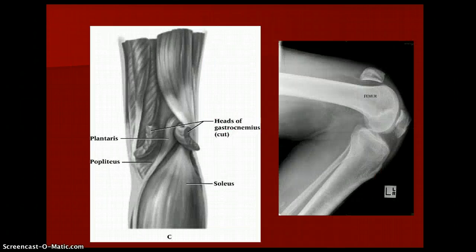In this figure here, we're looking at the posterior knee. One of the things that I will point out here is the semimembranosus bursa is located around this area right here. So when we look at swelling in the posterior knee, that's one of the things that we have to account for, that the semimembranosus bursa will be located right there.